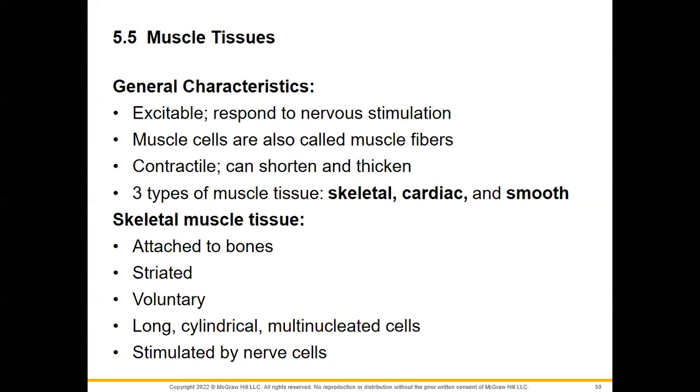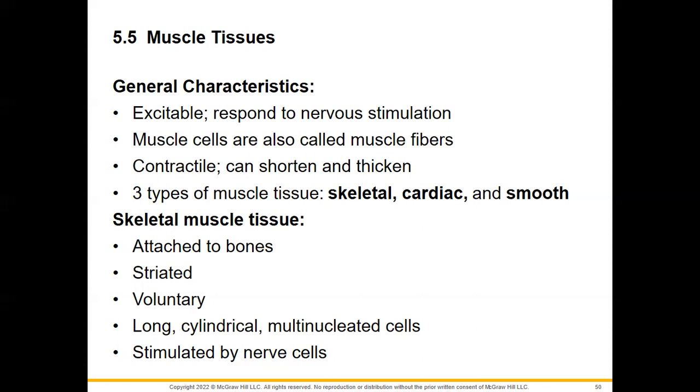The next type of tissue that we find in the body is muscle tissue. So general characteristics of muscle tissues: it's excitable, which means that it will respond to stimulus by the nervous system. Once the nervous system sends a signal, it can respond very quickly. And that response is to contract, and that contraction is what allows movement. Depending on the type of muscle cell, that'll determine the type of movement.